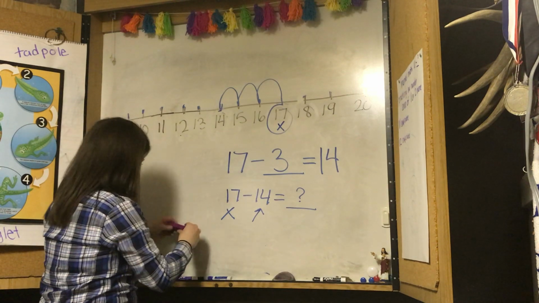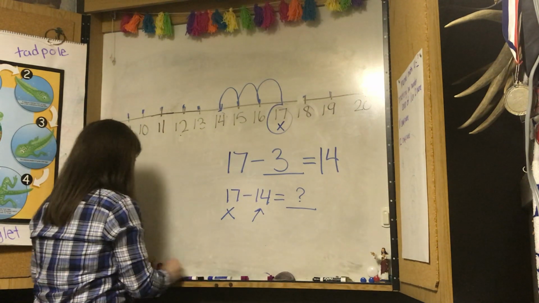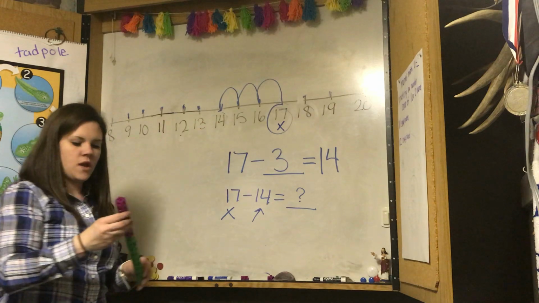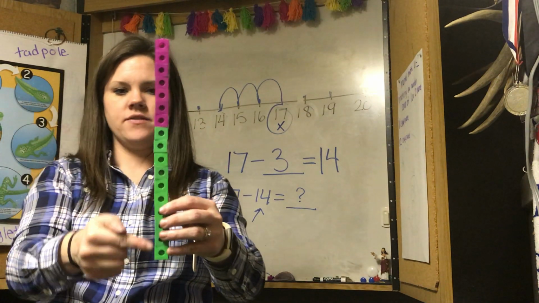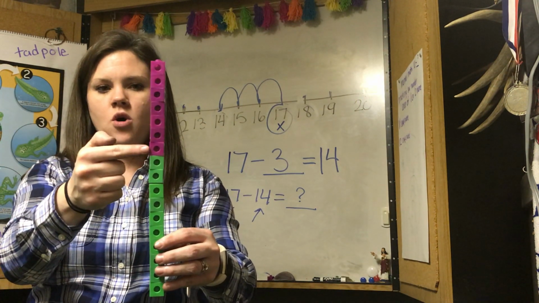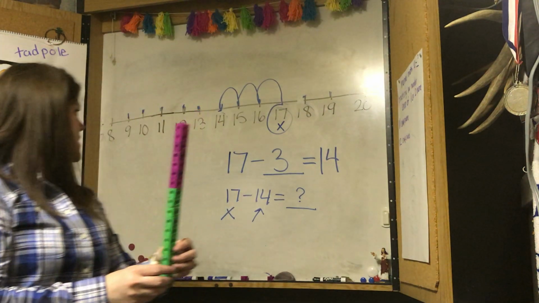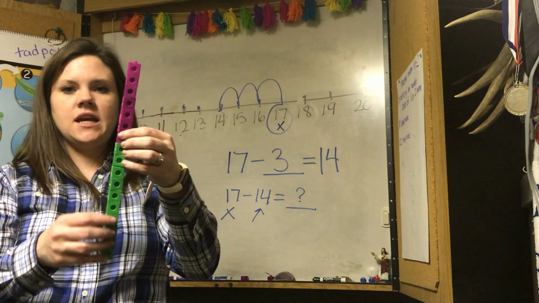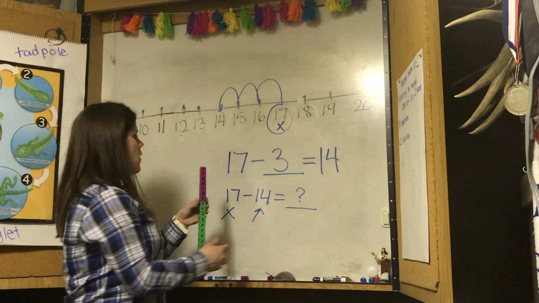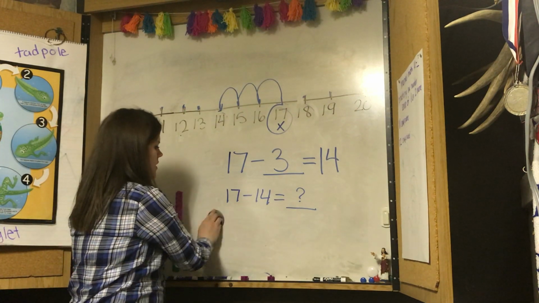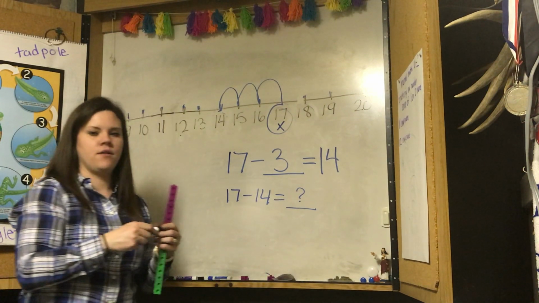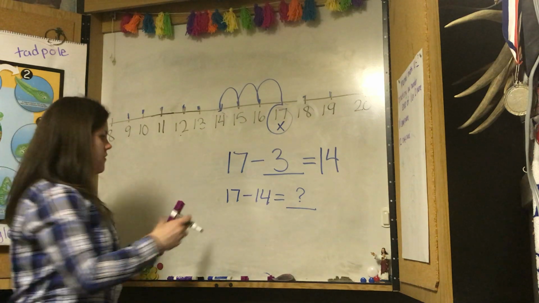Well, let's make sure that's correct. Here is 17. I have 10 greens and 7 purple. 1, 2, 3, 4, 5, 6, 7. 17 minus 14. Well, what do I know about 17 and 14? What do they both have? They both have a value of 10, right?